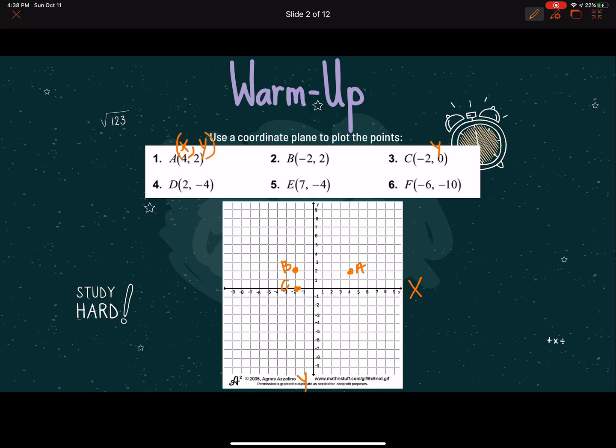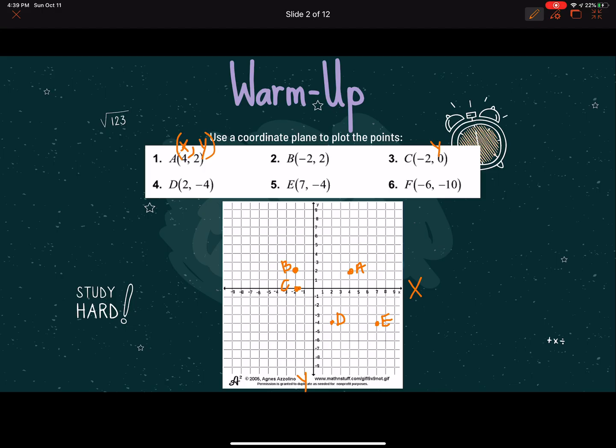Number 4, point D is at (2, -4). We're going to go over to +2 on the x-axis and down 4 units on the y-axis, and that will be point D. Number 5, point E is located at (7, -4). So we're going to go over to 7 on the x-axis and down to 4 on the y-axis, and that is point E.